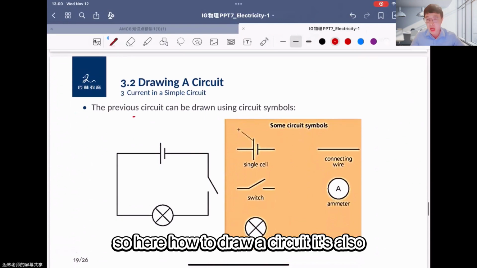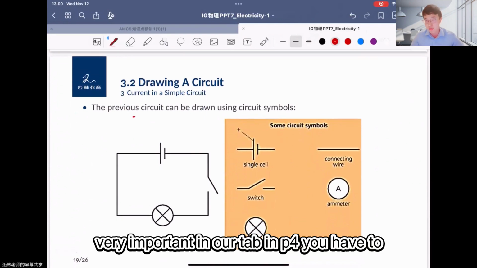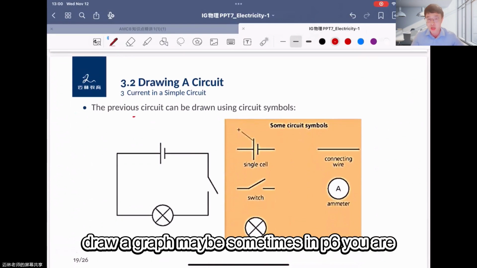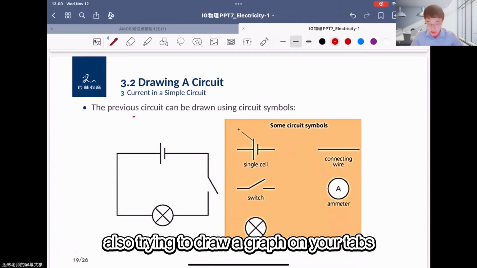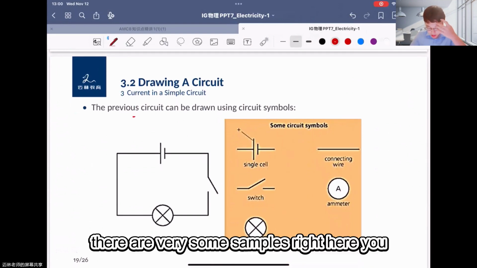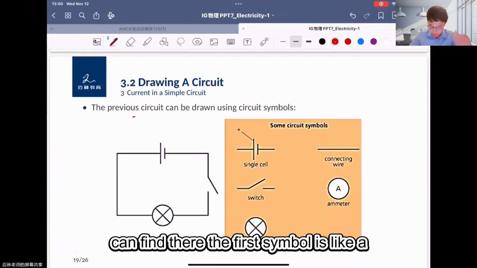So here, how to draw a circuit is also very important in our task. In P4, you have to draw a graph. Maybe sometimes in P6, you're also trying to draw a graph on your task. So here, there are some symbols. You can find them here. The first symbol is like a single cell.